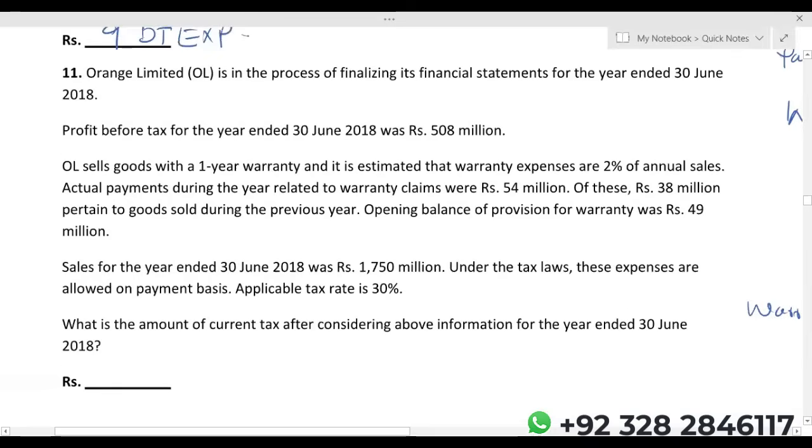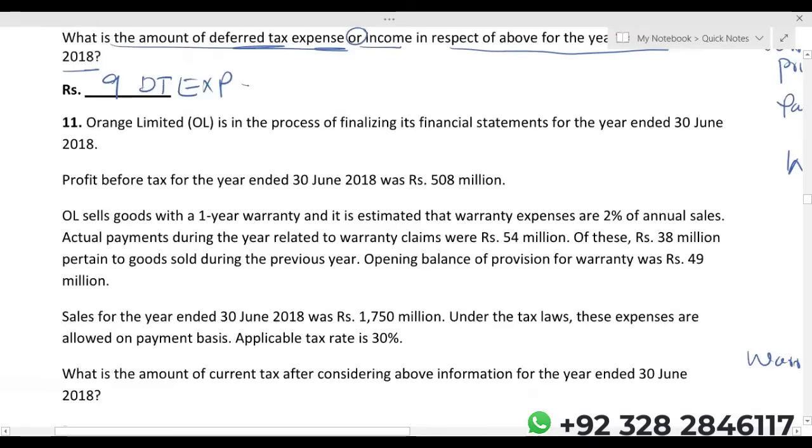Okay, that's the last question of today's class. In today's class, we did discuss IAS 21, IFRS 15, IAS 37, IAS 10, and then IAS 12. So almost 5 standards, you can say. 4 IASs, 1 IFRS we have seen.